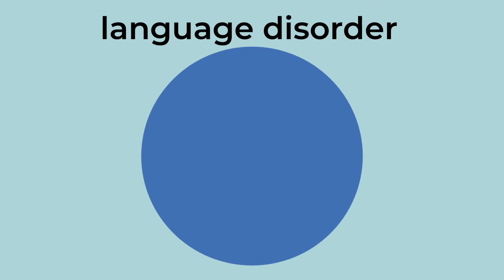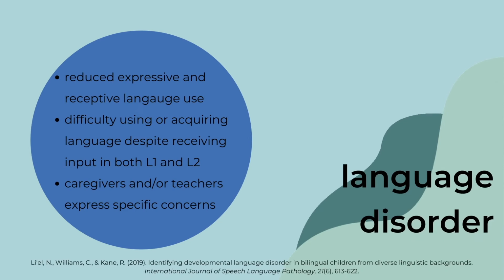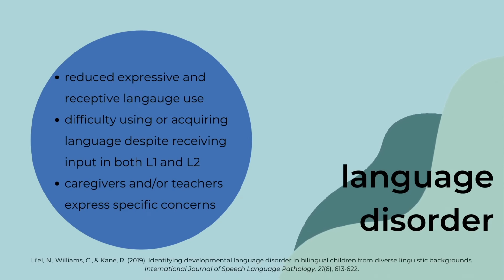Now, we will discuss what can set apart a language disorder from a language difference. Vietnamese bilingual children with language disorders will exhibit reduced expressive and receptive language abilities. This result was observed in a study conducted by Liel et al. in 2019 that analyzed typically developing bilingual children and bilingual children of many languages with DLD. Another interesting finding in the study is that bilingual children with DLD had difficulty acquiring language despite having more exposure to English than the bilingual typically developing group.